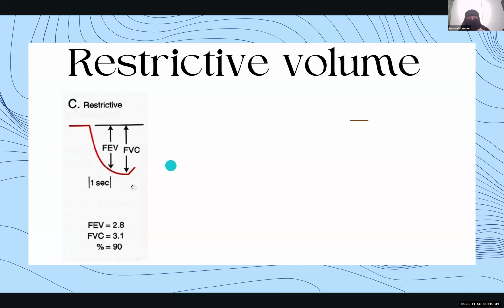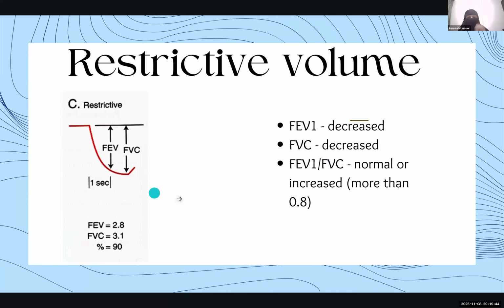However, the important point comes over here, which is the ratio of FEV1 to FVC. Okay, the ratio of FEV1 to FVC will be normal or increased. All right, how? I will explain it to you now.